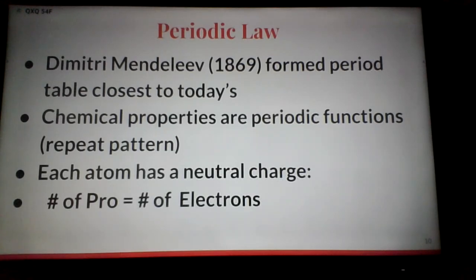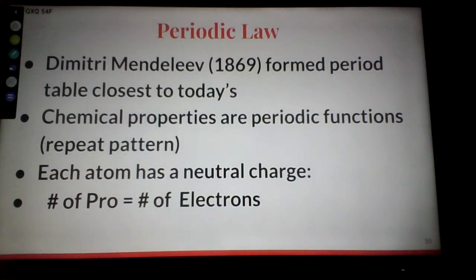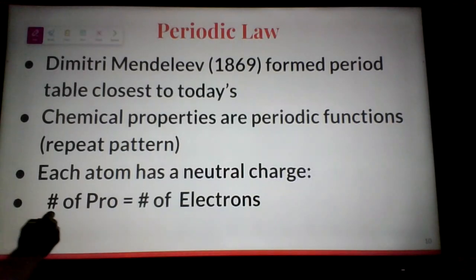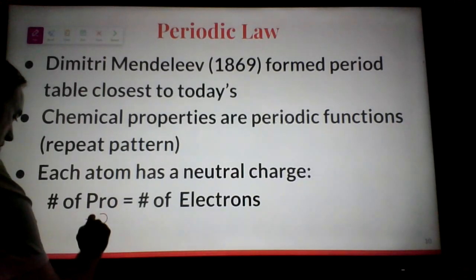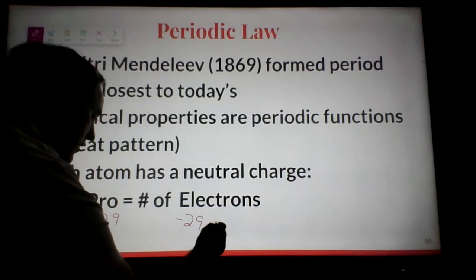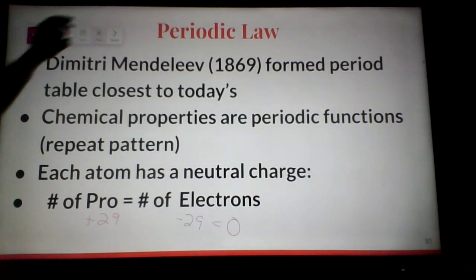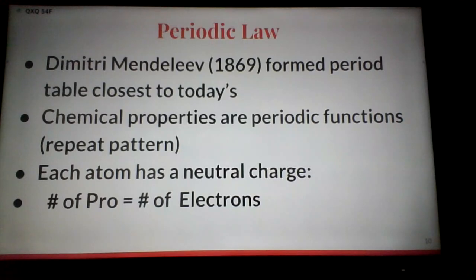For example, the number of protons in a copper atom is 29, which is equal to the number of electrons. And a quick reminder, we mentioned copper, so 29 protons and also 29 electrons. That's a total charge of 0. Just add up those integers. So every atom is neutral by itself.